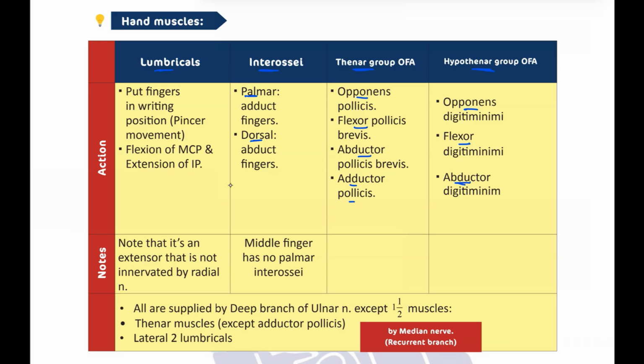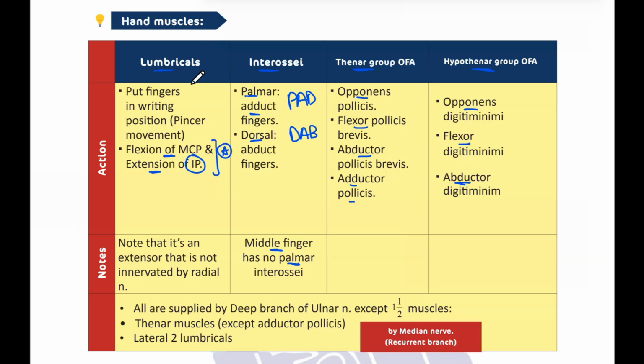Palmar interossei adduct, so the mnemonic will be the PAD, and the dorsal ones abduct, so the mnemonic will be the DAB. Now, the middle finger has no attachment for the palmar interossei. And the function of lumbricals is to provide the pincer movement, that is the flexion of the metacarpophalangeal joint and extension at the interphalangeal joint. This function is very important.